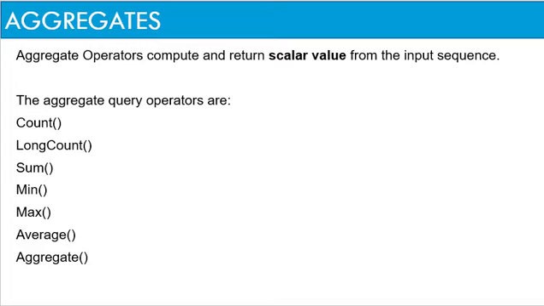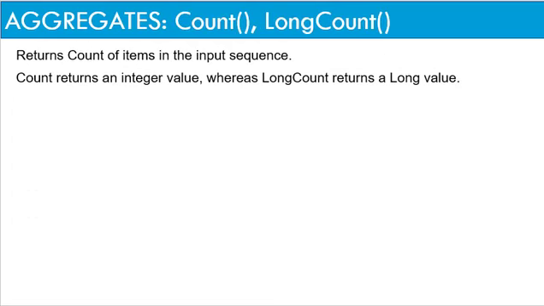Aggregate operators. The aggregate operators operate on an input sequence and return a single scalar value. The returned value is not one of the elements from the input sequence, but rather some derived value computed from the elements in the input sequence. These operators are count, long count, sum, min, max, average, and aggregate.